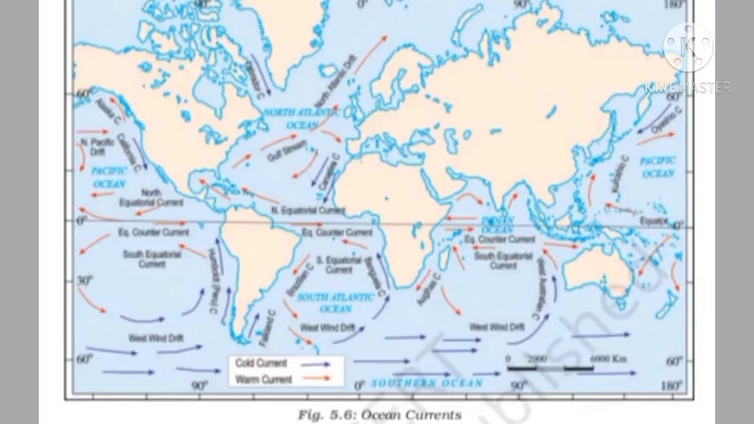Children, look at figure 5.6 in the textbook. The blue arrow shows cold currents and the red arrow shows warm currents. The areas where the warm and cold currents meet, that also you have to find out. Where the blue arrow and red arrow meet together, that area is the best area for fishing. So all these things you can find out from figure 5.6.